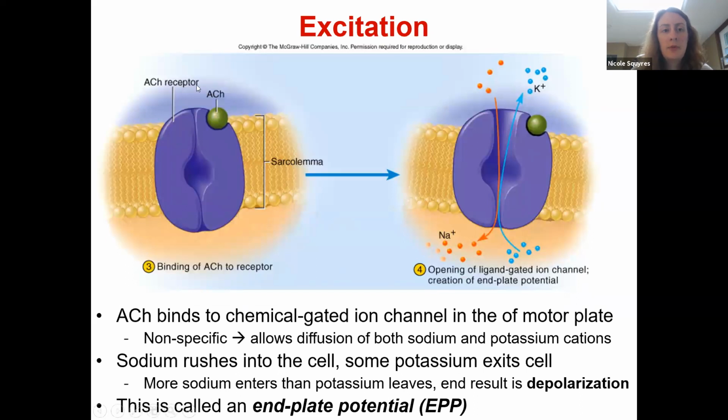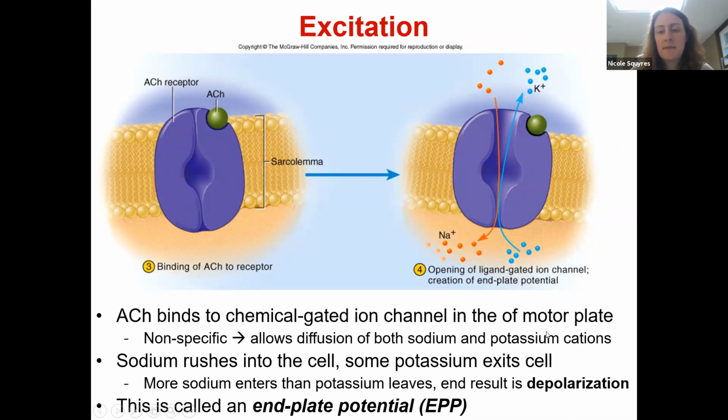All right, so here now we've zoomed in and we can just see one of those acetylcholine receptors, again, sitting within the sarcolemma, within the plasma membrane of the muscle cell. So acetylcholine is going to bind to that receptor. And remember, this receptor is a chemically gated ion channel, which means that when acetylcholine binds to it, it is going to change shape, as we can see in this image here, and it's going to open up.